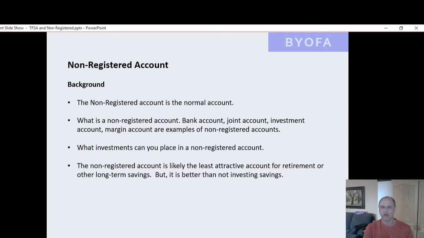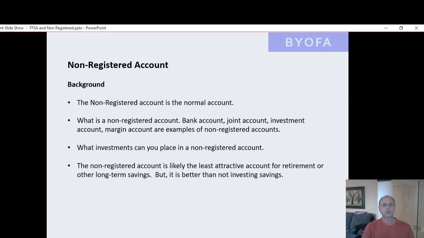A bank account is a non-registered account. A joint account is non-registered. You can have an investment account that is a non-registered account. A margin account, if you're borrowing to invest, is a non-registered account. There's probably a few other examples that I'm forgetting, but that's it.